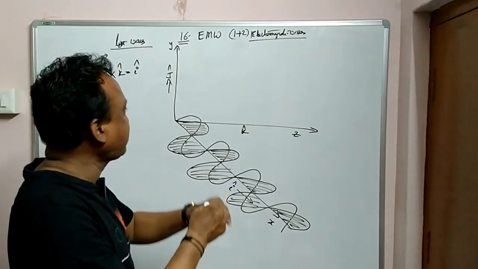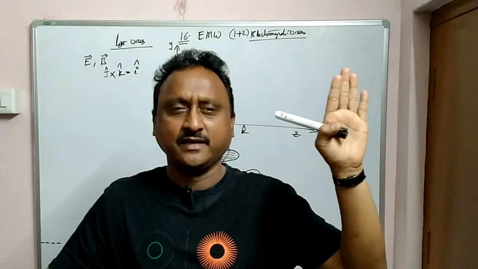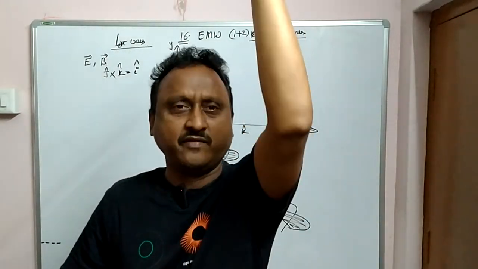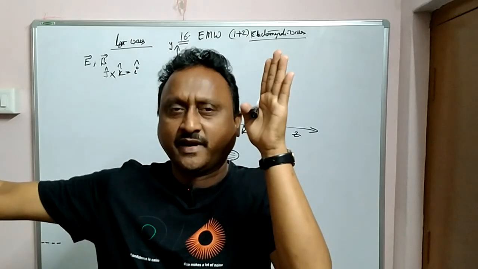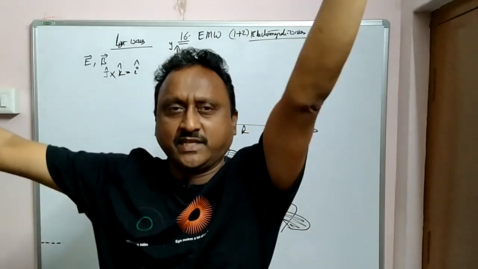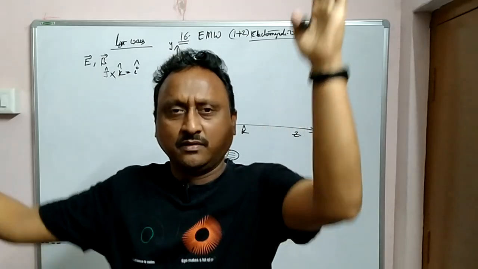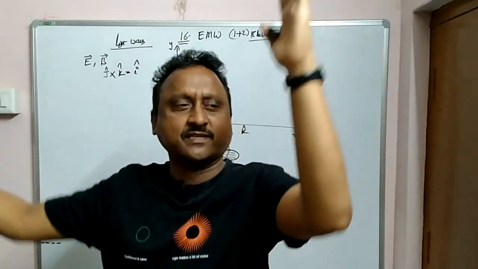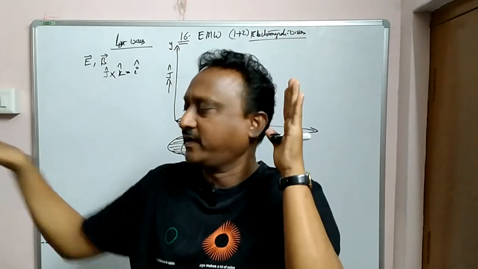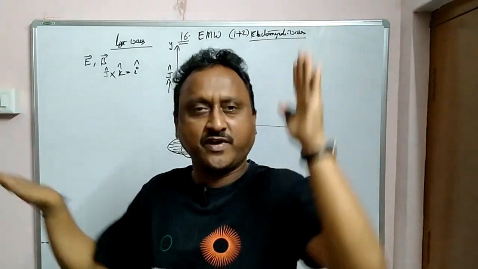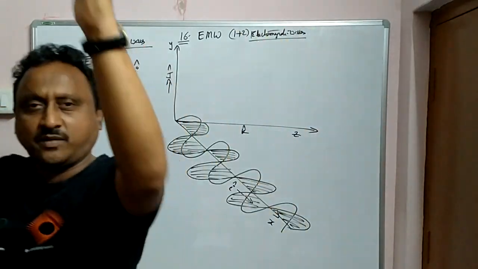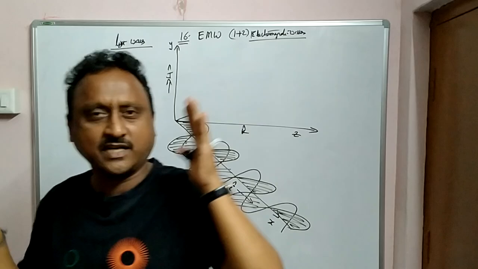In what fashion will it be traveling, you can observe me. This is the electric field vector in the y direction, and this is the magnetic field vector. Both will be traveling in this fashion, in the same phase. You can see both are in the same phase. This is the electric vector, this is the magnetic vector, and like this it will be traveling.